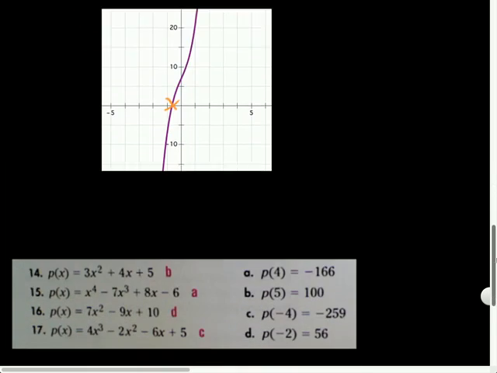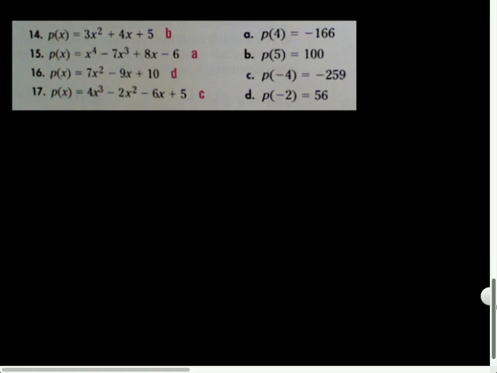Last example. Problems 14 through 17. I don't think we did all of them. It said match the polynomial and its functional value. So these are all named p of x, and basically they're saying which of these would p of 4 equal negative 166. All right, so let's just look at 14. 15? All right, we'll do 15 then. 15 is p of 4. What is p of 4 equal to? So that means I would replace x, x, and x all with 4.